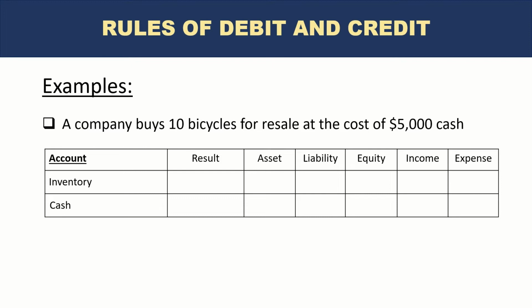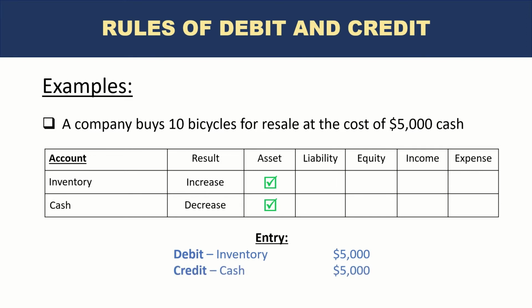So what's happening to inventory? Of course, it's increasing. The company has, let's say, zero inventory of bicycles. Now they have 10 bicycles. So there is an increase in this asset. And on the other side, there is a decrease in the asset, which is cash. So increase in asset is debit, decrease in asset is credit. So the accounting entry would be debit inventory $5,000, credit cash $5,000.